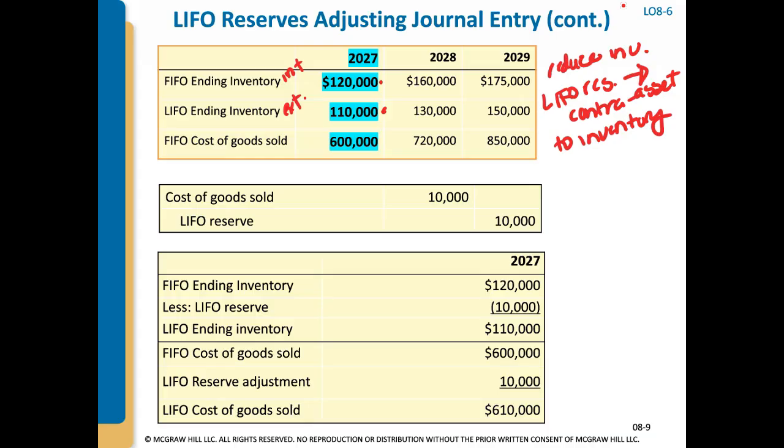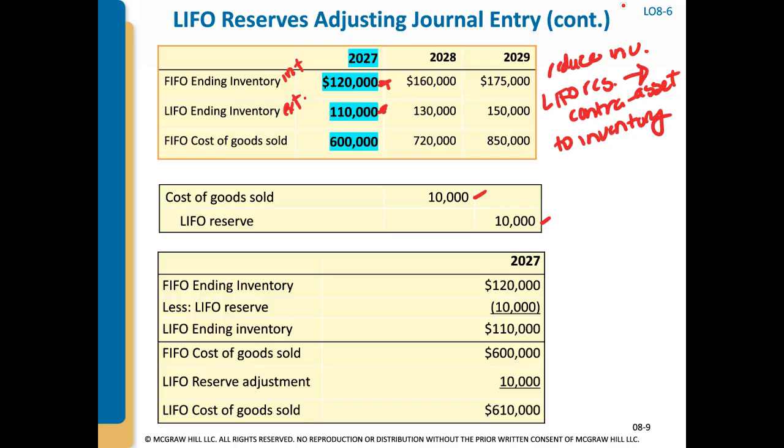So we need to decrease our inventory by 10,000, right? It's 120, we need to report it on 110 for external purposes. To decrease inventory, usually we would credit inventory, but instead we're going to credit this contra asset account called LIFO reserve. So we credit LIFO reserve 10,000, and the other side of the entry is debit cost of goods sold 10,000.